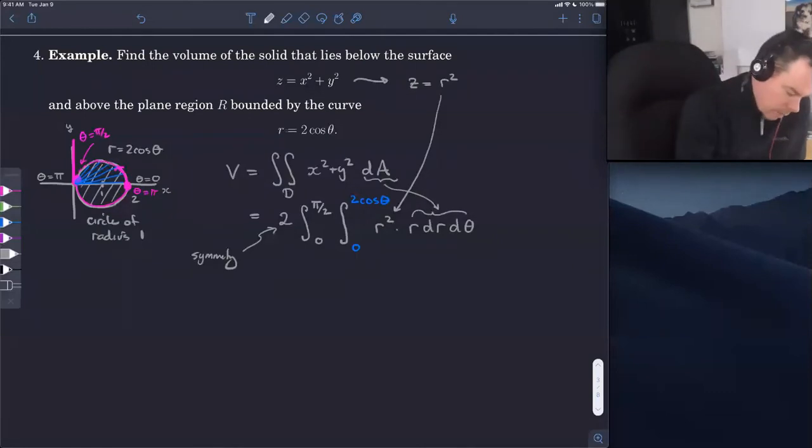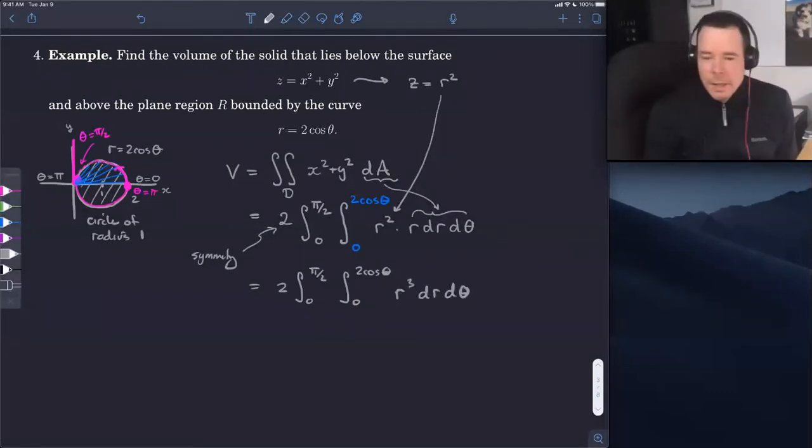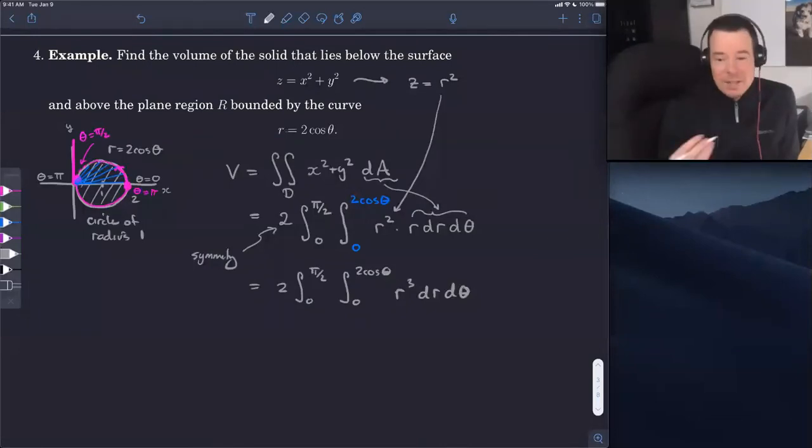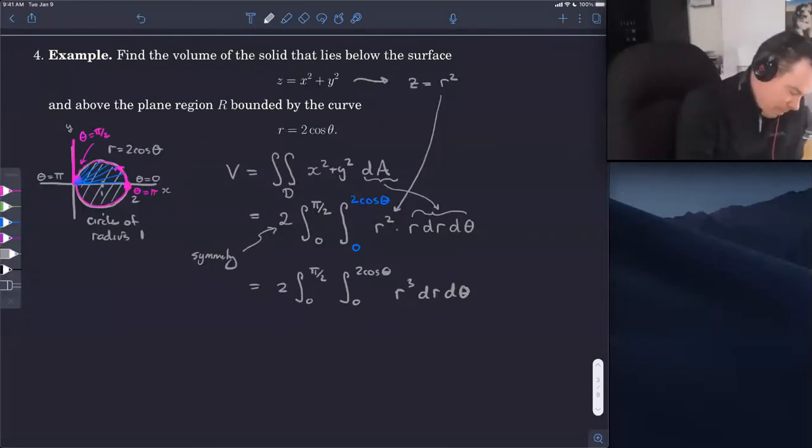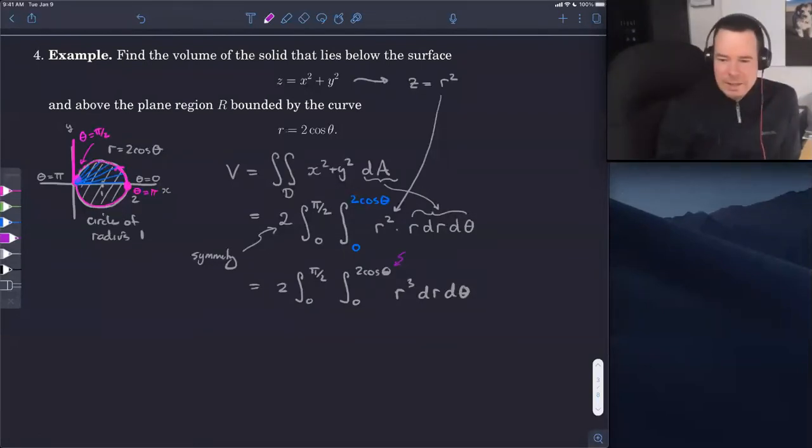And so now we're set up to do our integral calculation. That's the integral from 0 to pi by 2, the integral from 0 to 2 cos theta, r cubed dr d theta. This is where one of those results that we talked about earlier in section 15.1 comes in handy, because I noticed that this integral doesn't actually have, actually I can't do this. I was going to say the integral doesn't have a theta, but it does. The theta is hiding in the upper limit of integration.